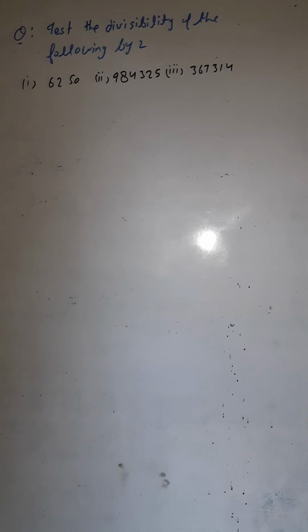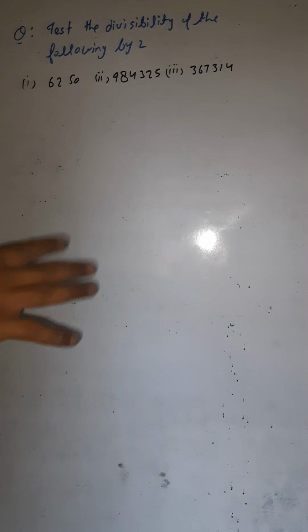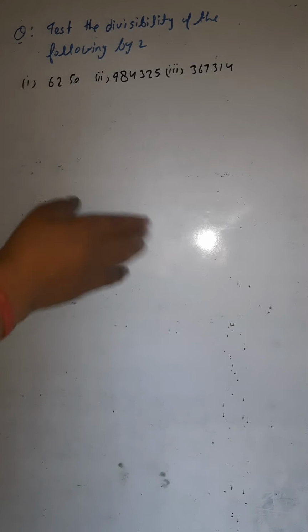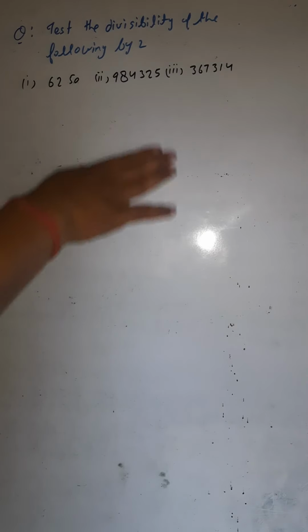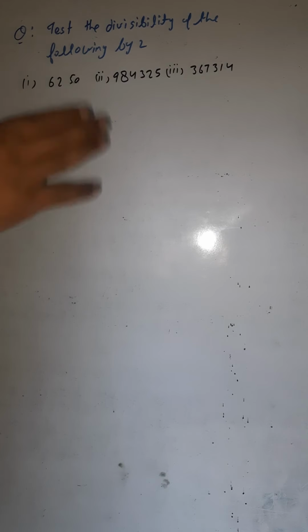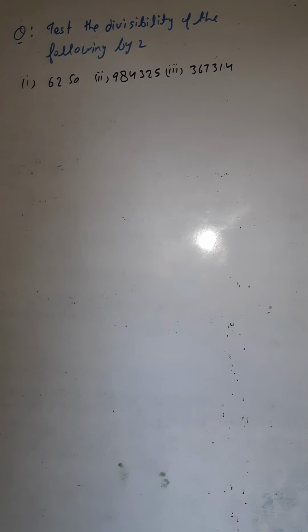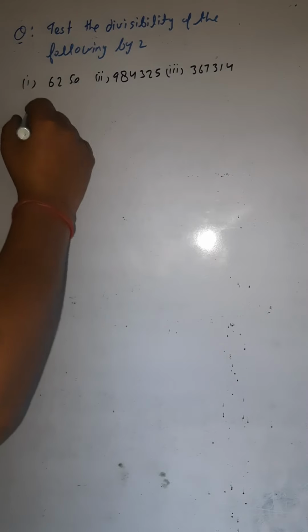Here in this question you have to test the divisibility by 2. Test the divisibility of the following by 2. It means you have to check without dividing whether the given numbers are divisible by 2 or not. Divisible by 2 means if you divide by 2, the remainder should be 0. There should not be any remainder. If this is so, then such numbers would be divisible by 2. But without dividing you have to show which numbers are divisible by 2. So how do you show this? Do you have any idea? Yes. Write in a box here.